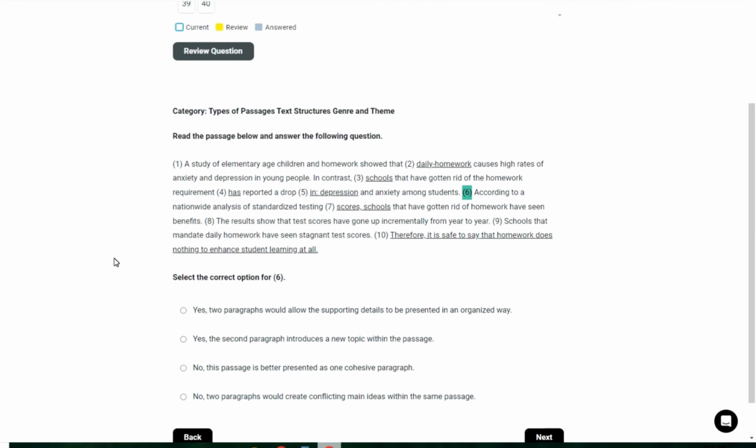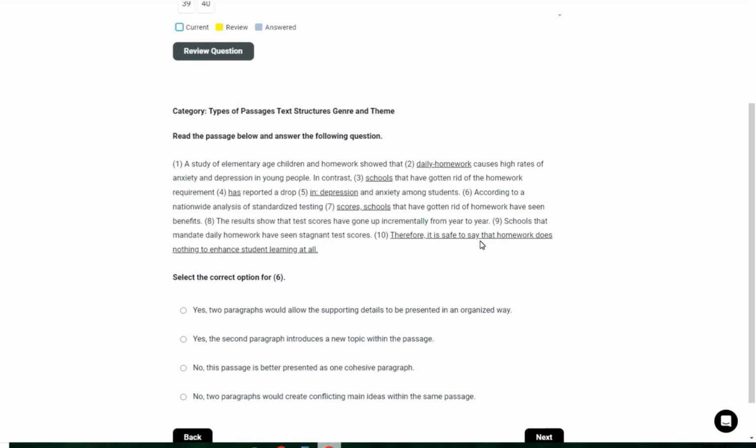All right, let's get right back into it. So should this be split? Well, let's look at what's before it. In this, we're talking about how schools have gotten rid of the requirement and there's been a drop in depression and anxiety. This one's talking about how standardized testing in schools has gotten rid and seen benefits and how it's gone up, and that some that have daily homework have seen stagnant test scores. So it seems like we're transitioning into this new idea. Here we're talking about mental health and this one's talking about test scores. Since these two ideas are separate, your answer should be yes, they should be split.